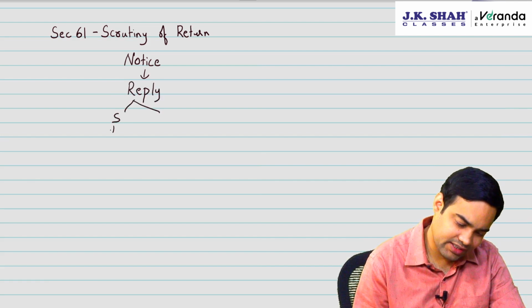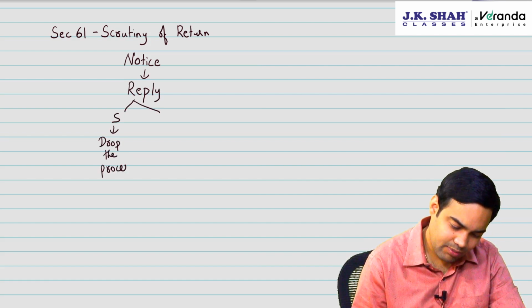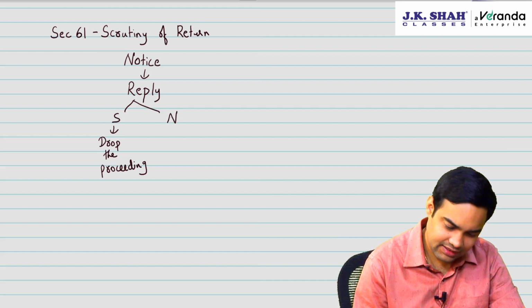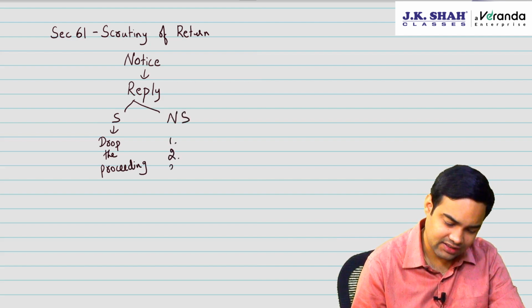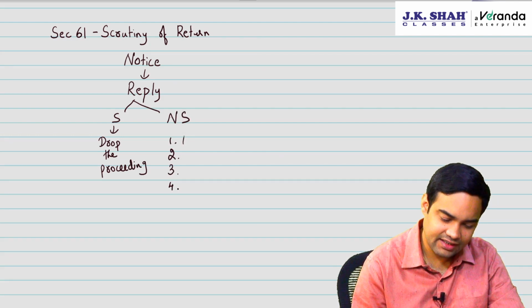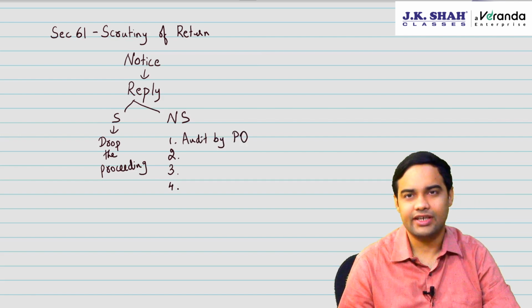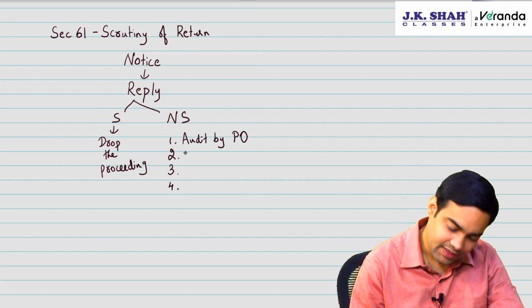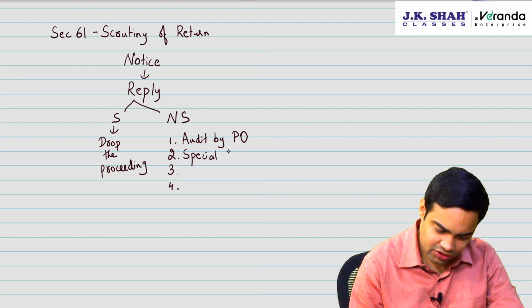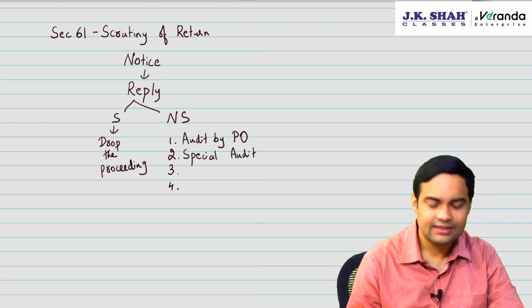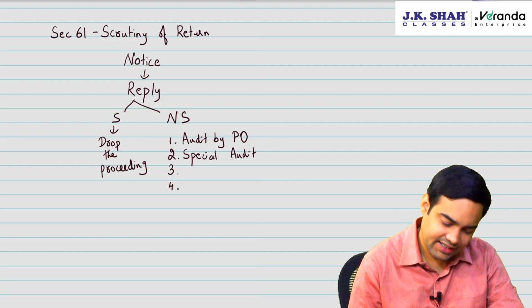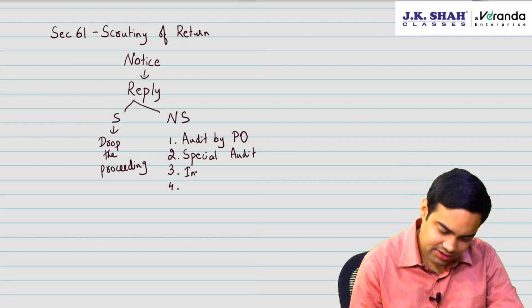If he is satisfied, then he will drop the proceedings. He will not do anything further. But if he is not satisfied, then in that case he can take 4 actions. First one is he can get an audit by the department done. This is called a departmental audit by the proper officer. He can also get a special audit done. Special audit is done by a CA or CMA. Or he can also get an inspection, search, seizure done.